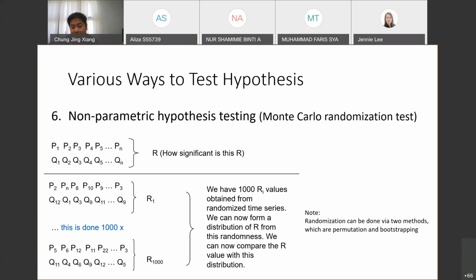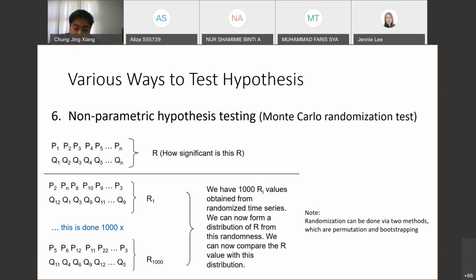Another method is bootstrapping. Bootstrapping is where you draw a value and you put it back. Say you have A to Z, you close your eyes and draw, and let's say you get P. You write it down, P, and you put it back in the box. Then you close your eyes again and draw, and maybe you draw P again. So you write down P. This method is known as bootstrapping.